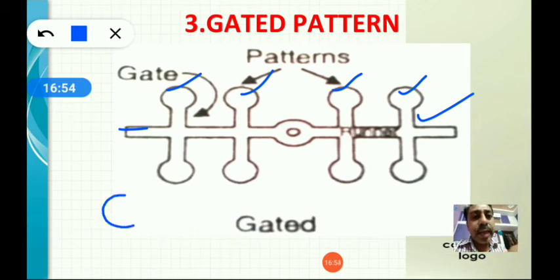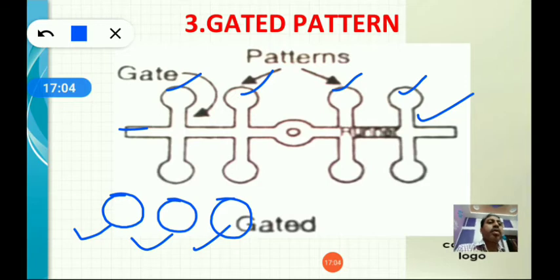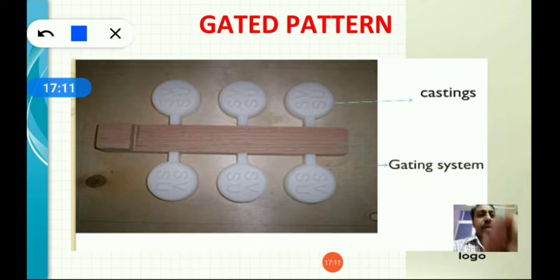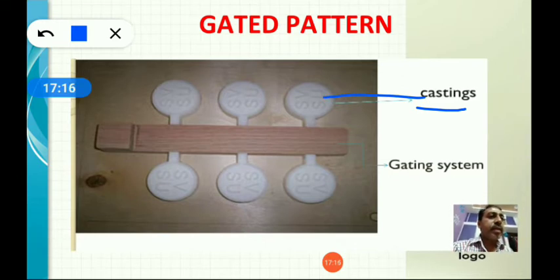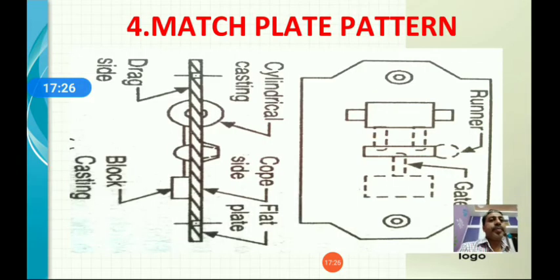At the end of casting, this is our product. A number of products can be created simultaneously. This is the gated pattern, and this is our casting. See, this is our casting and this is the gating system. This is the runner, these are gates, and this is our final product. So this is called a gated pattern. Now the match plate pattern.